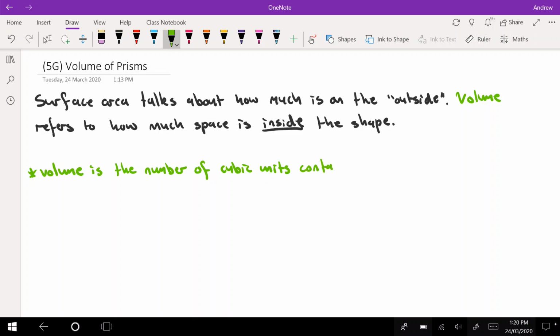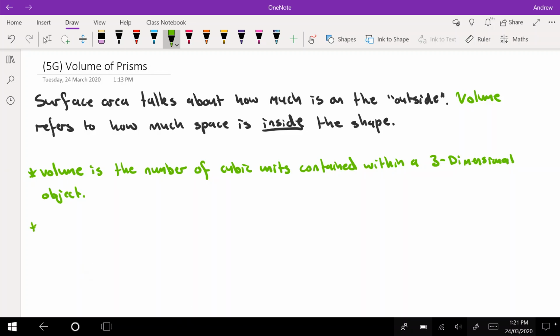Contained within a three-dimensional object, so it's how much space is inside of an object.